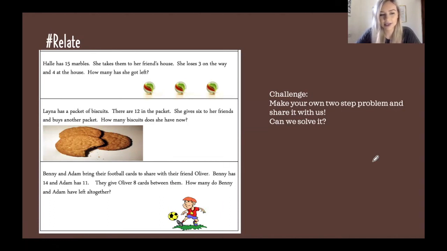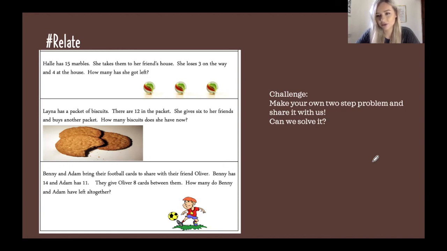The next question says, Lena has a packet of biscuits. There are 12 in the packet. She gives 6 to her friends and buys another packet. How many biscuits does she have now? The last question says, Benny and Adam bring their football cards to share with their friend Oliver. Benny has 14 and Adam has 11. They give Oliver 8 cards between them. How many do Benny and Adam have left together?